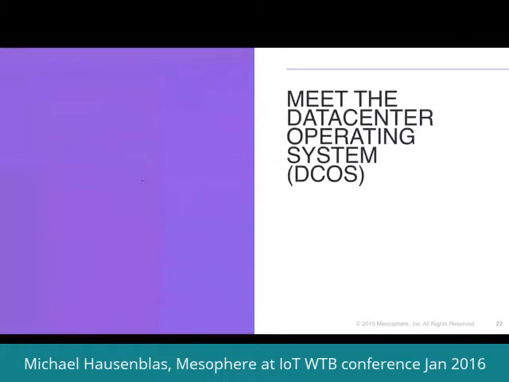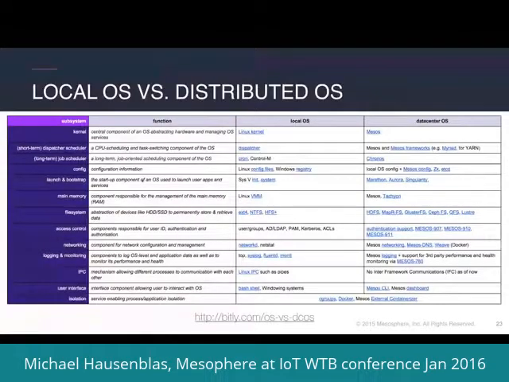And that is the so-called data center operating system. One way to understand the data center operating system is if you compare it with a local operating system, if you wish. The data center operating system, DCOS, is really a distributed operating system. So it operates on a number of different machines that build or represent a cluster.